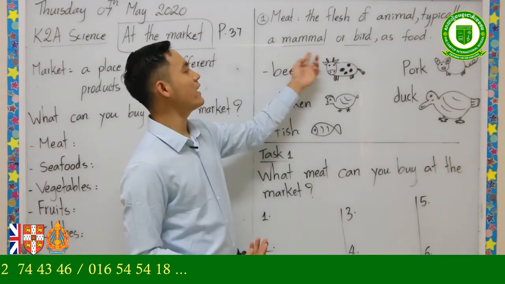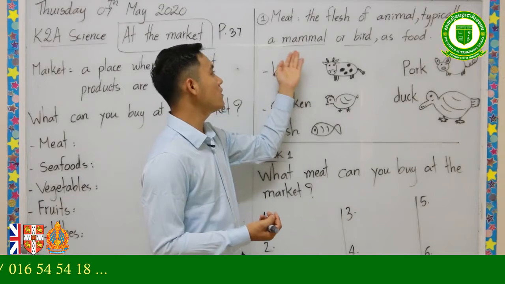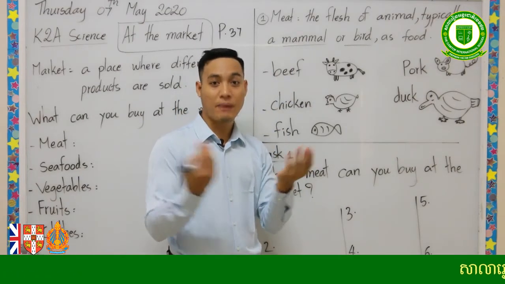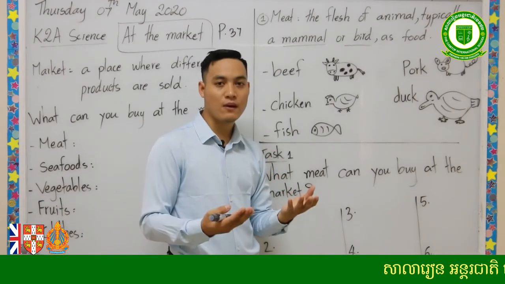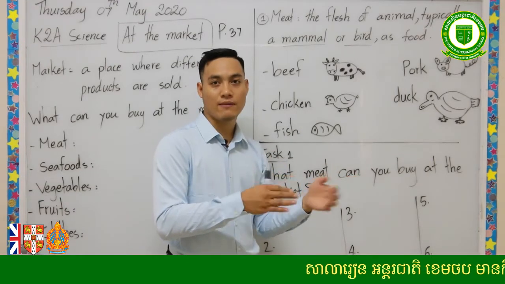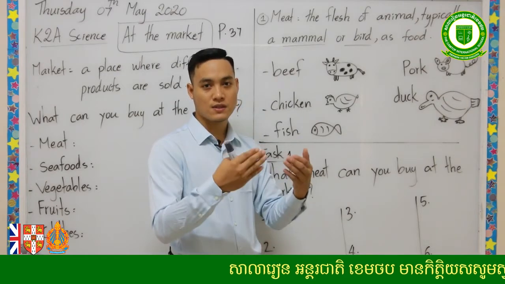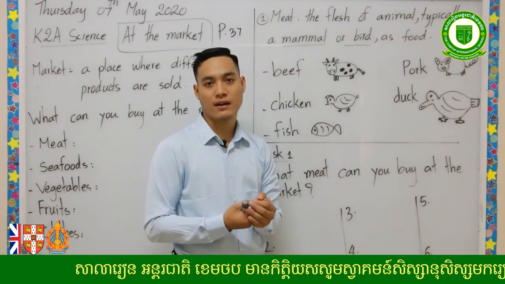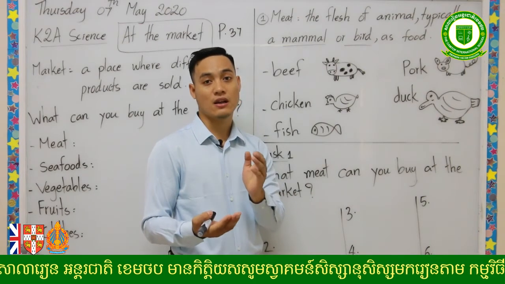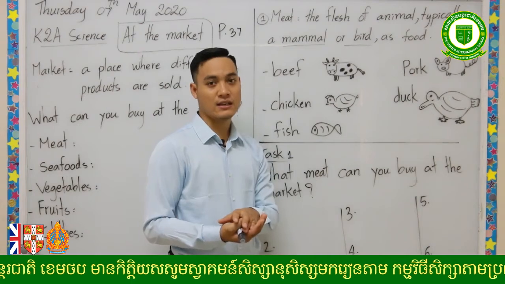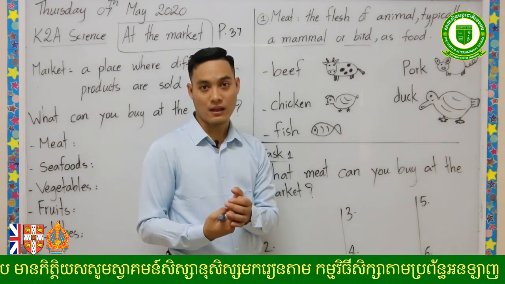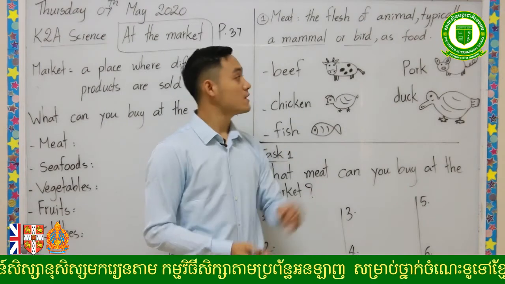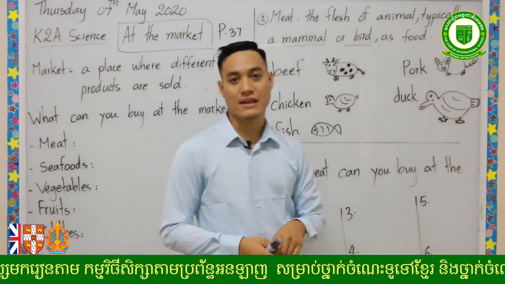Why did I underline the word mammal here? Mammal refers to animals like pig, cow, buffalo, a kind of animal that we can use as food. And also bird. Why did I underline the word bird? Because a kind of bird like chicken or duck is a bird as well that we cook as our food. So here is the definition of meat.